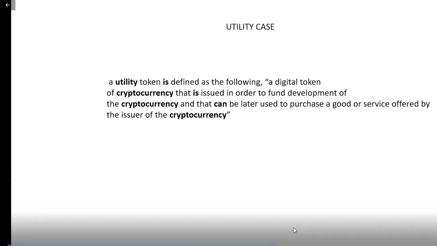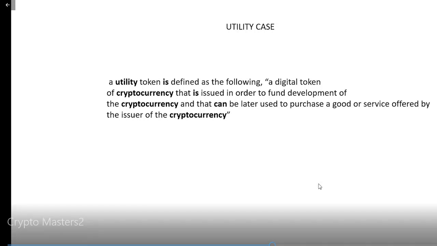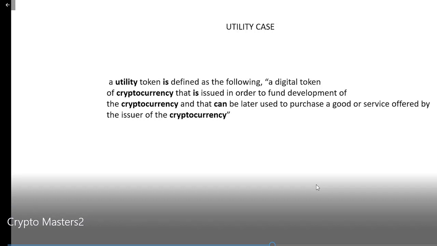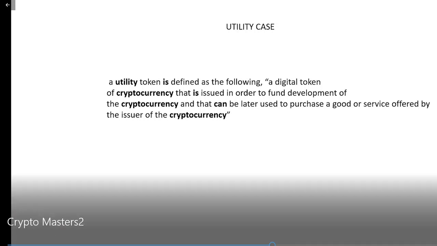Utility use case. A utility token is defined as the following: a digital token of cryptocurrency that is issued in order to fund development of the cryptocurrency and that can later be used to purchase a good or service offered by the issuer of the cryptocurrency. All right, so that is the utility. Okay, all right, so some cryptos are used as payment tokens. Some are used as governance for the actual blockchain, and then some are used just for trading, pretty much purposes.